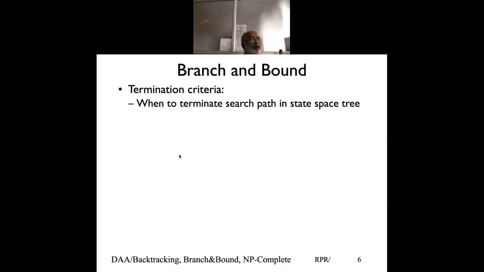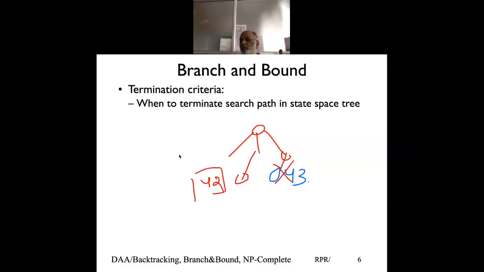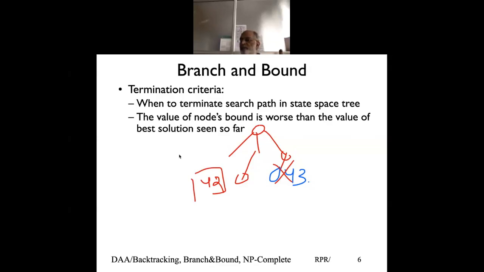So when we explore, I'm starting from the root node, when do I stop? Let's say by following this path, my best value is 42. And if I'm following this path, I get, say, best value bound going to be 43. And I'm looking at minimum cost. That means I already got a cost which is minimum 43, but my best is 42. So I can terminate right here. So one way is the moment I reach a higher value, I terminate.